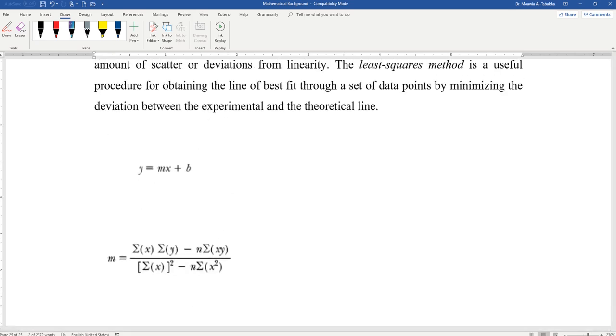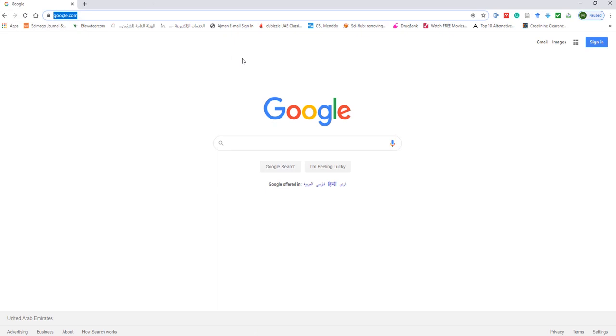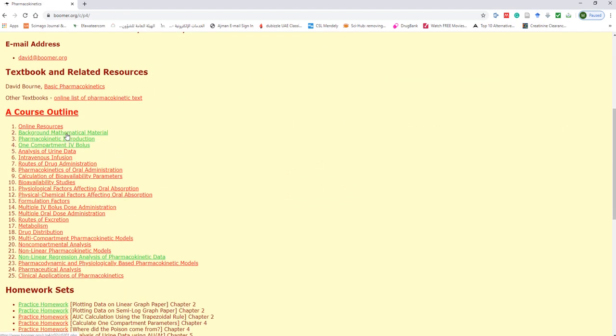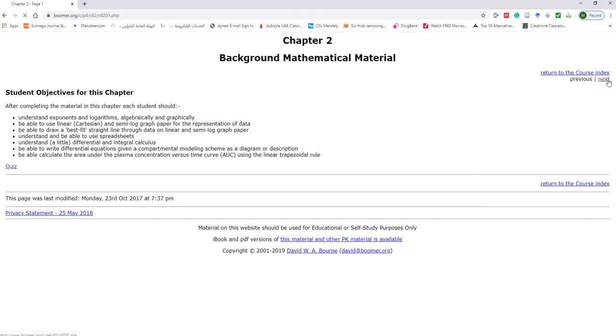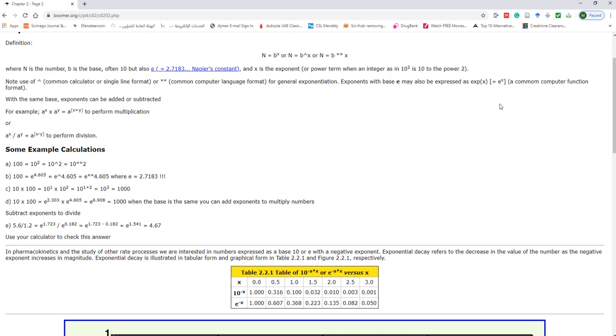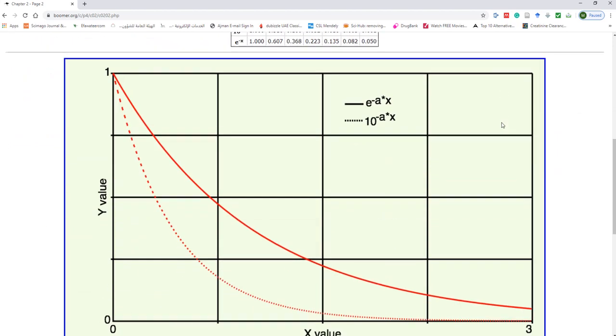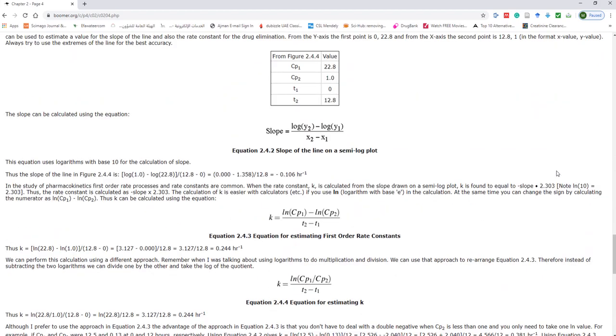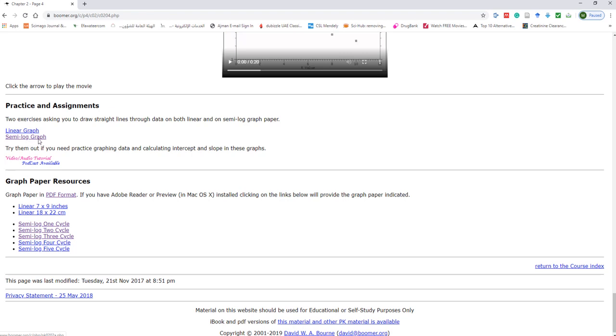You can go to the website, the Pumer. We'll go to the advanced course, and if you go to the mathematical background, you can see some more examples. I will take one example and we'll try to work it together, inshallah. Okay, we'll go here. Here it says semilog graph paper. So I'm going to have some data, and from these data we'll use them together in order to make a semilog graph paper and get the right answer.